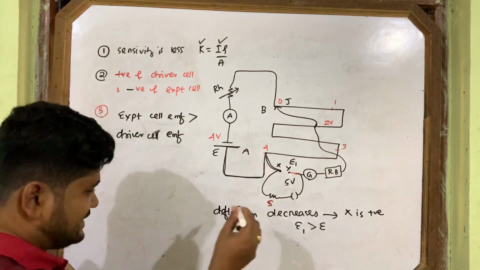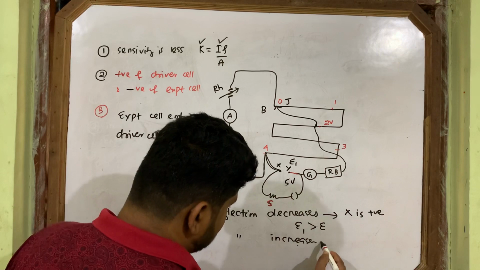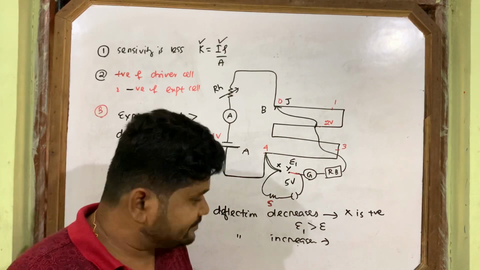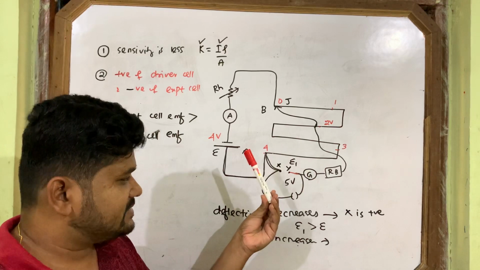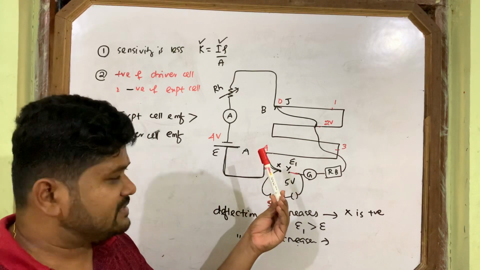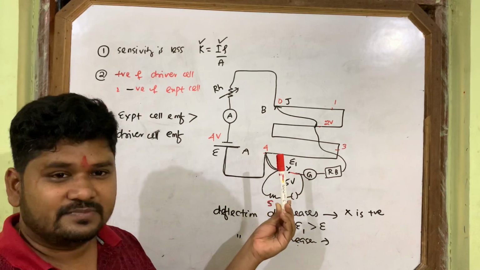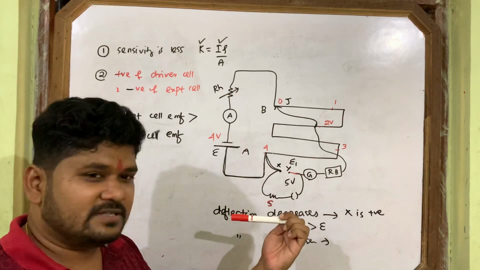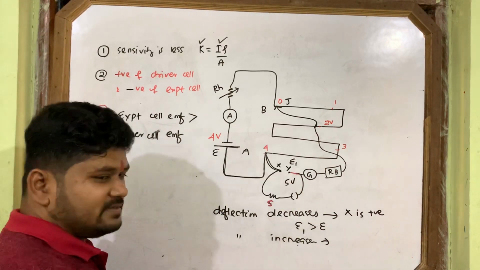But if the deflection increases, it means your connection is wrong. At A when you touch, the galvanometer deflects a small amount. And when you go towards B, the deflection increases. It should come to 0, but it is going away from 0. At A, small deflection; at B, more deflection. Deflection increasing means the connection is wrong. You have made a wrong connection here.